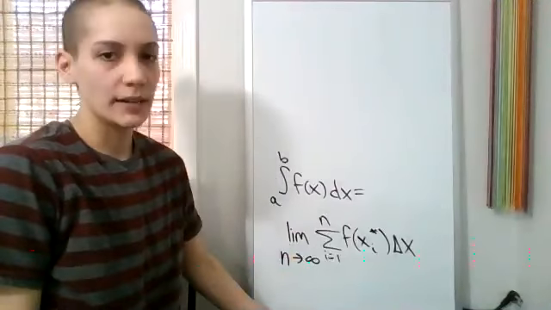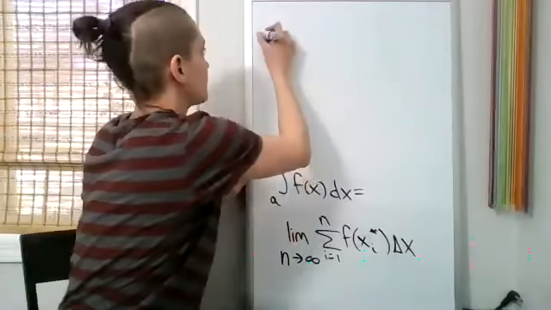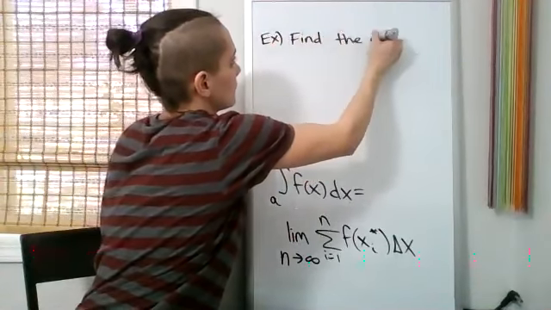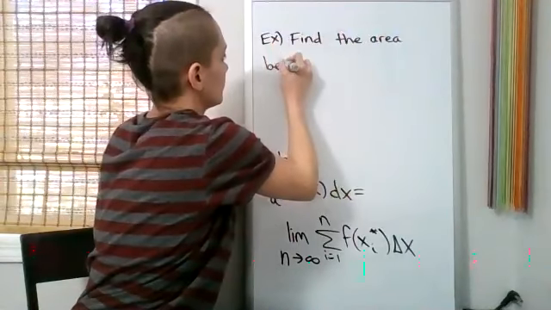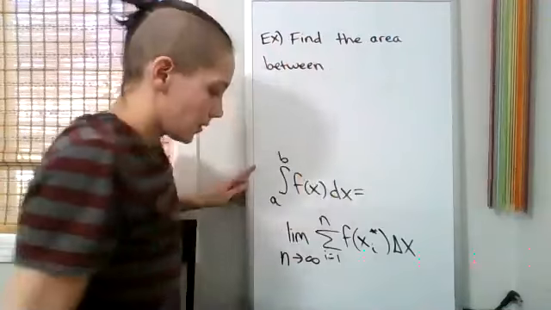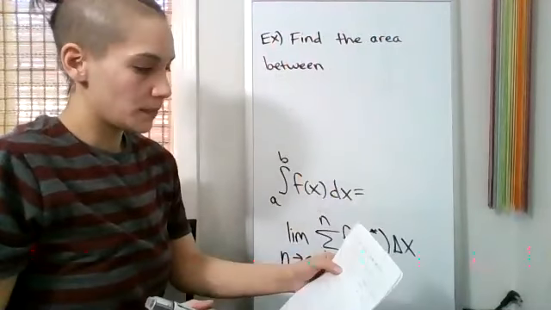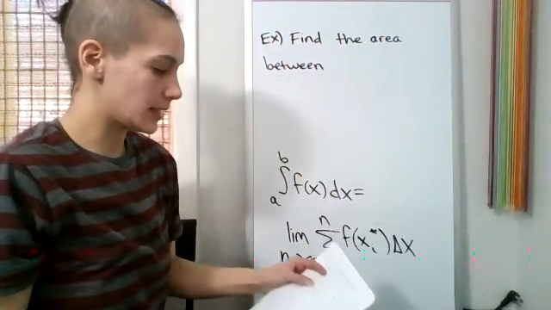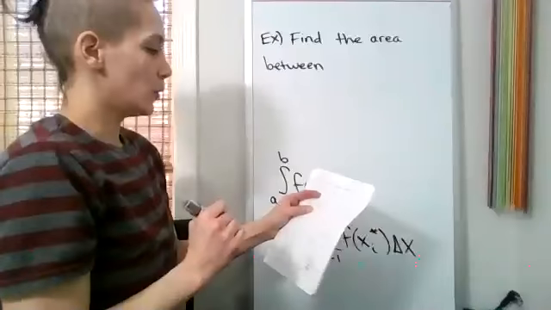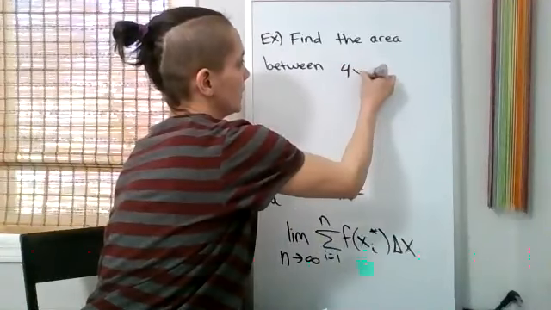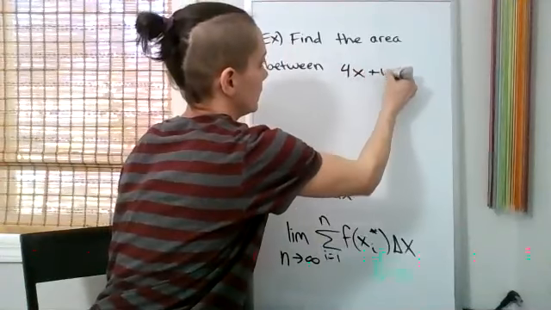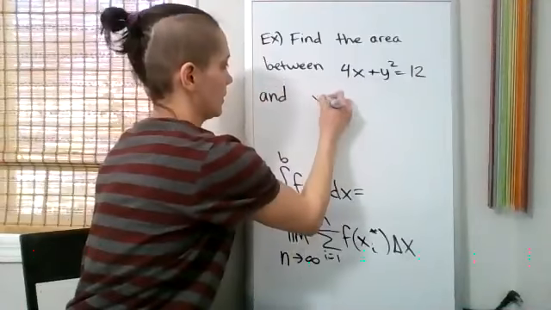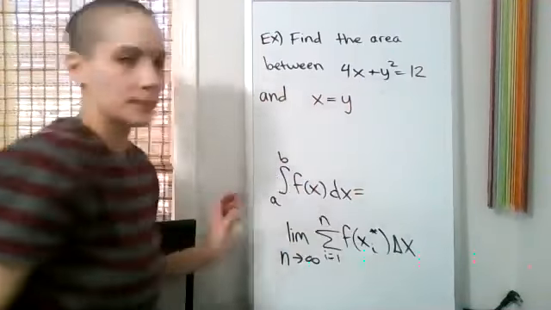So find the area between two functions. First one is, well, I was kind of rushing last time, so we're going to back up. What it starts out as will be 4x plus y squared equals 12, and x equals y.